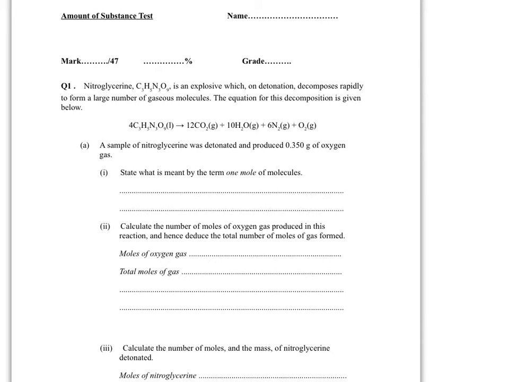So 1 mole is Avogadro's number of molecules. Or you could say it's 6.02 times 10 to the 23 molecules.